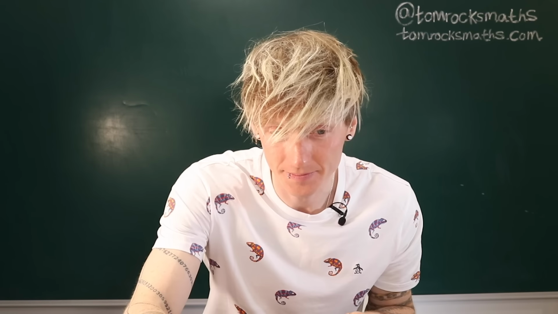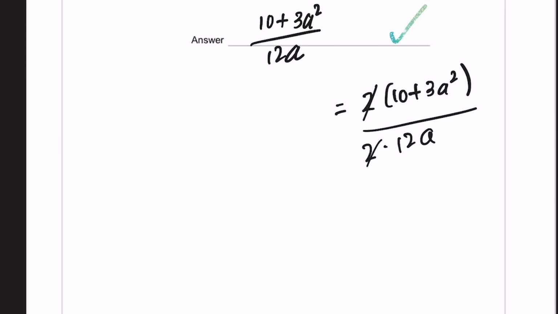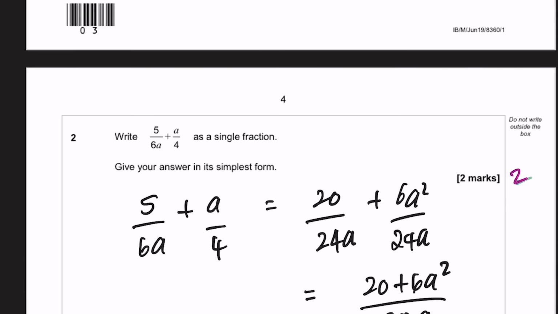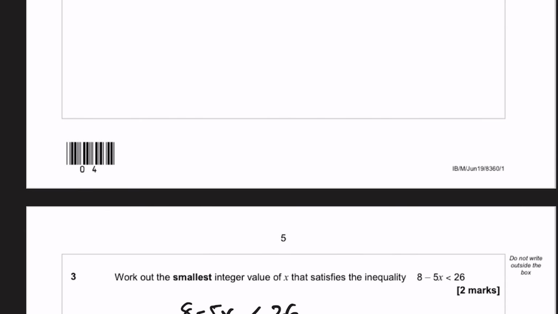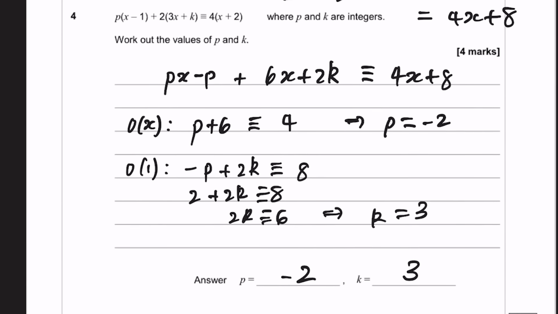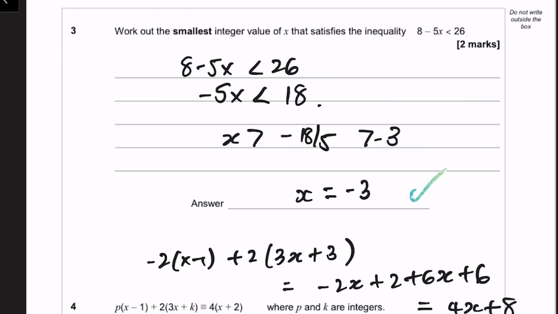Okay, question 2. What's the answer here? It is 10 plus 3a squared over 12. Excellent. So that's 2 for that. Okay, cool. Yep. Number 3, what am I trying to get here? Answer minus 3. X is minus 3. Excellent. So that's 2 for that.